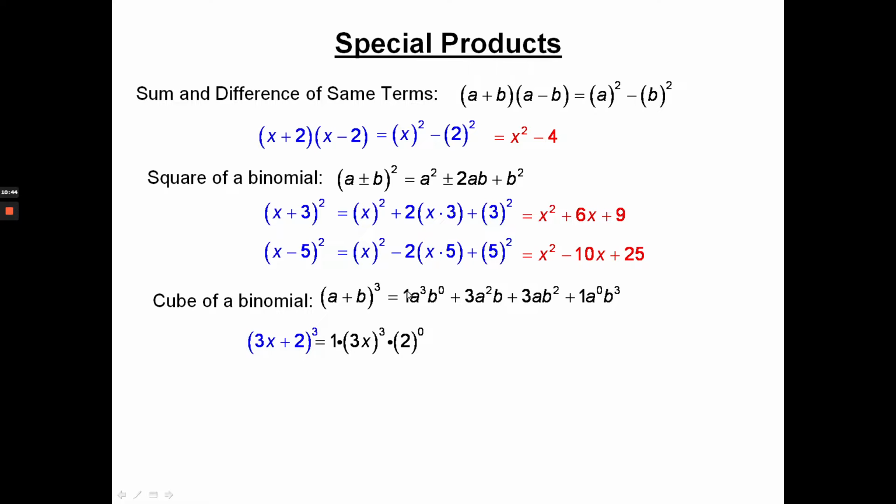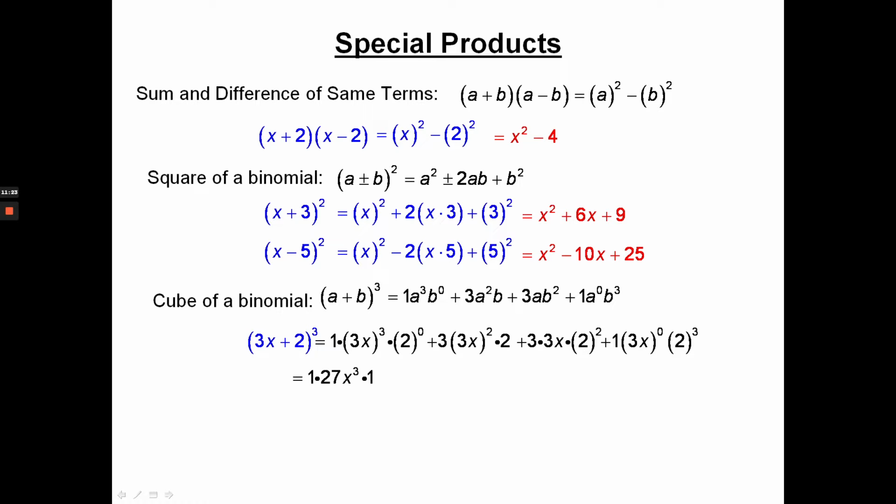So we have 1, our a, 3x, being cubed, times our b to the 0. Okay, plus 3, our a being squared, so 3x squared, and our b to the first, so times 2. Then our 3, our a, so 3x, our b, 2, being squared, plus 1, a to the 0, so 3x to the 0, b, our 2, being cubed. And now we just need to simplify this.